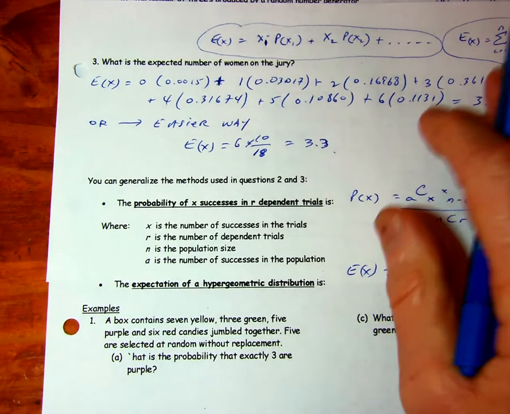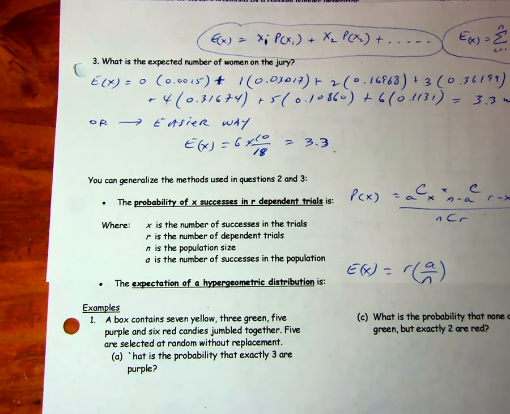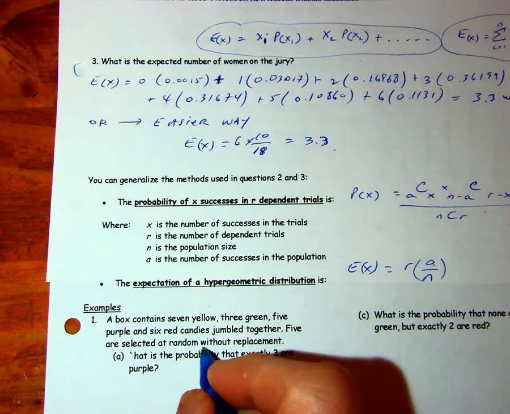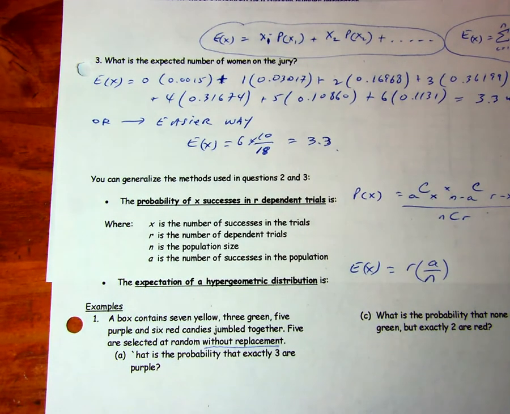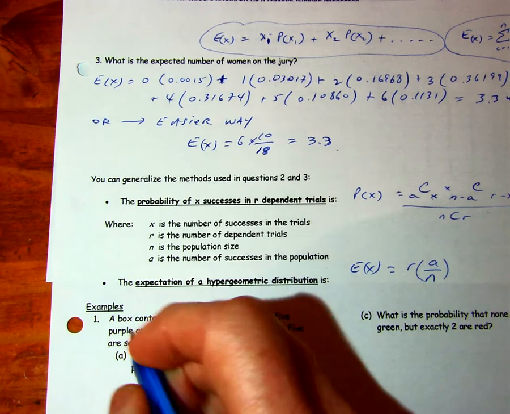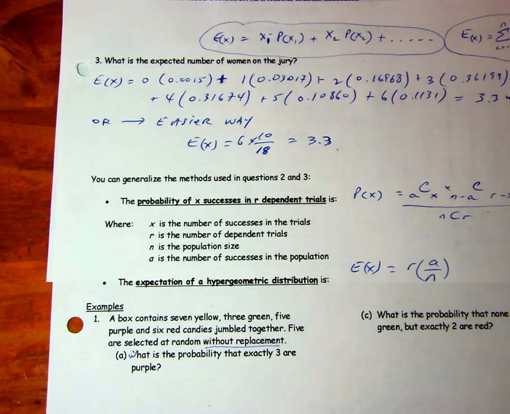A box contains 7 yellow, 3 green, 5 purple, and 6 red candies jumbled together. 5 are selected at random without replacement. So the words without replacement means it's going to be a hypergeometric and not a binomial. What is the probability that exactly 3 are purple?